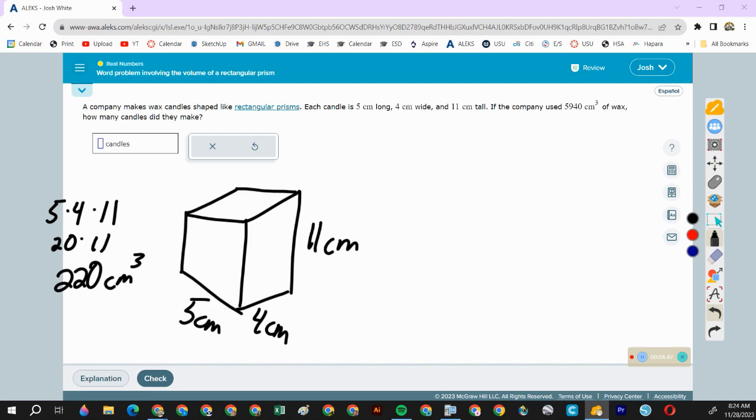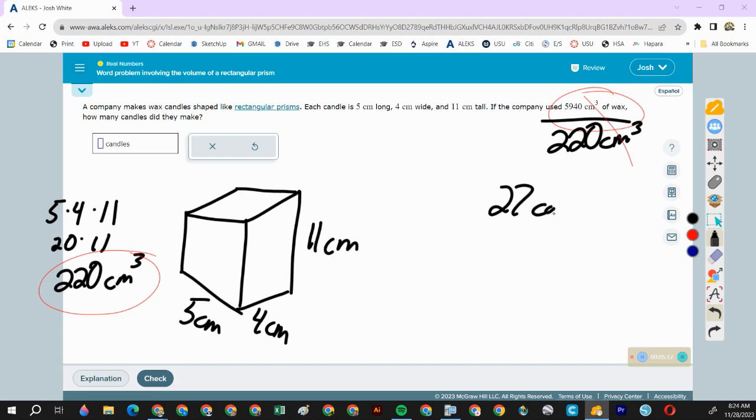So how many candles can they make? Well, they have this much wax, and each candle uses this much wax. So I just need to divide the total amount of wax by the amount of wax in one candle. Cubic centimeters cancel. So 5940 divided by 220 is 27. So I get 27 candles.